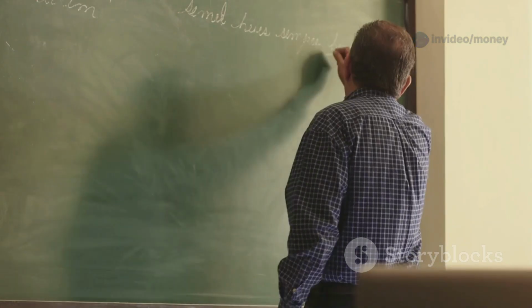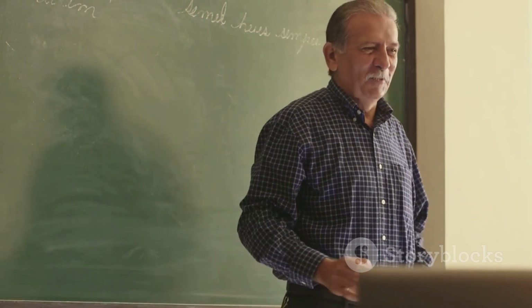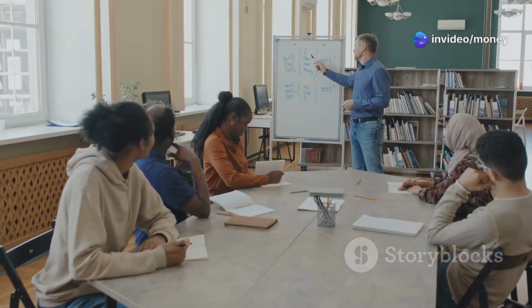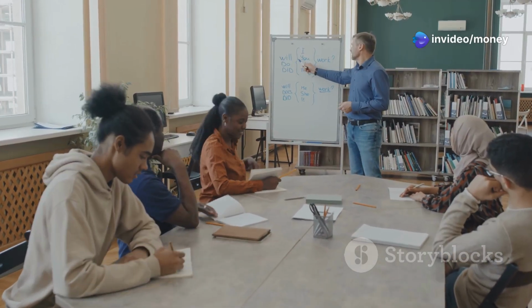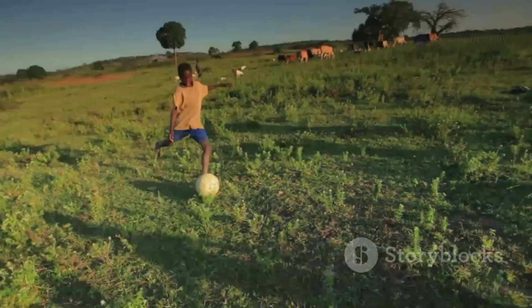To form the past continuous tense, we use the past tense of the verb to be, was, were. Then we add the -ing form of the main verb. The structure is was/were plus verb-ing. Examples: She was studying when the phone rang. They were playing football all afternoon yesterday. He was sleeping at 10 o'clock this morning.